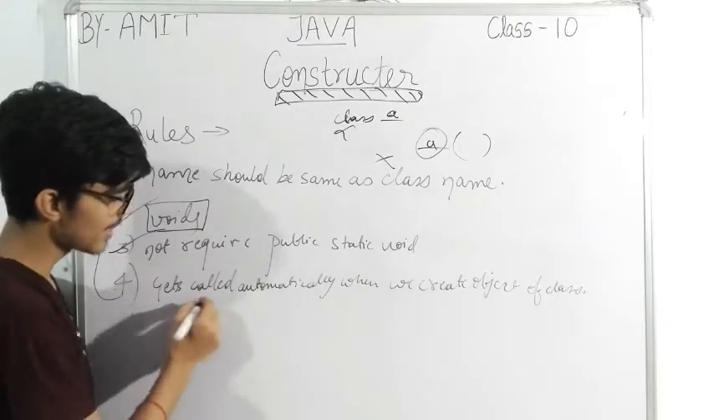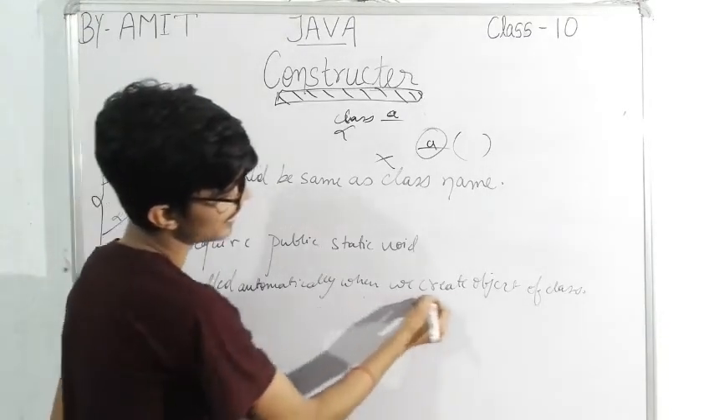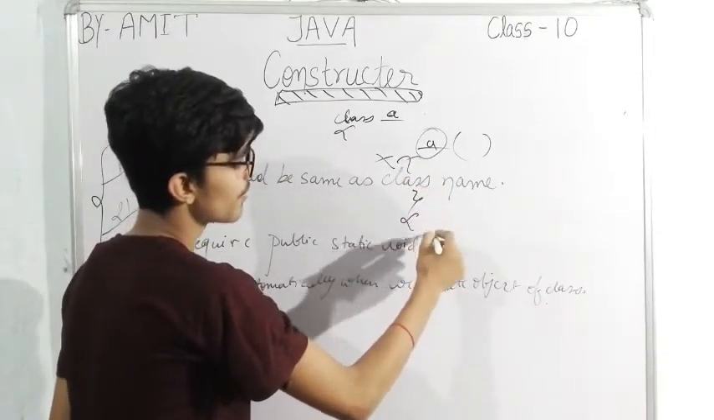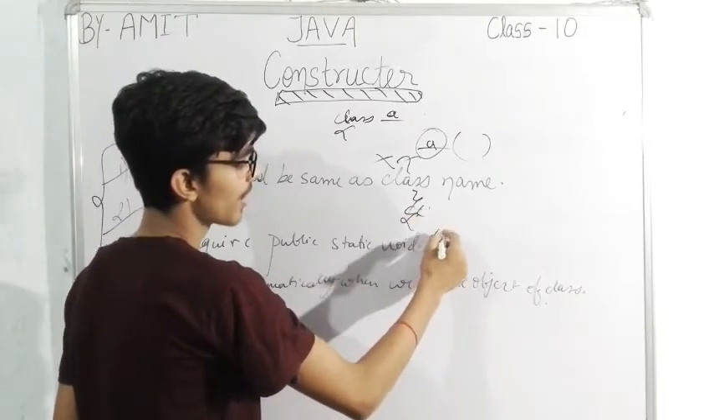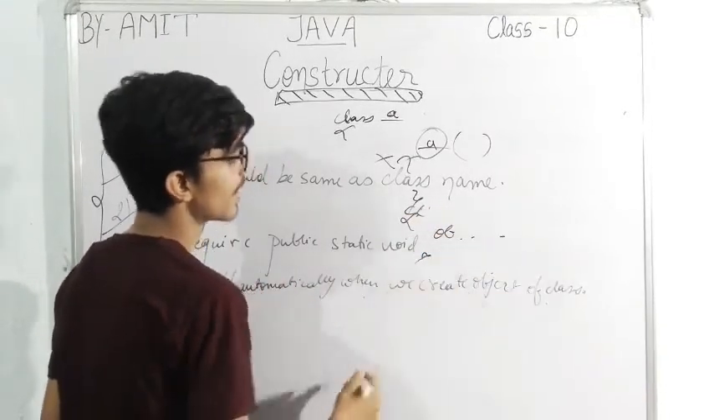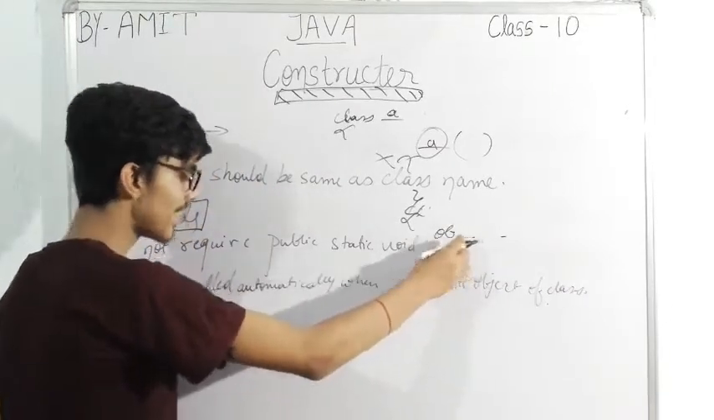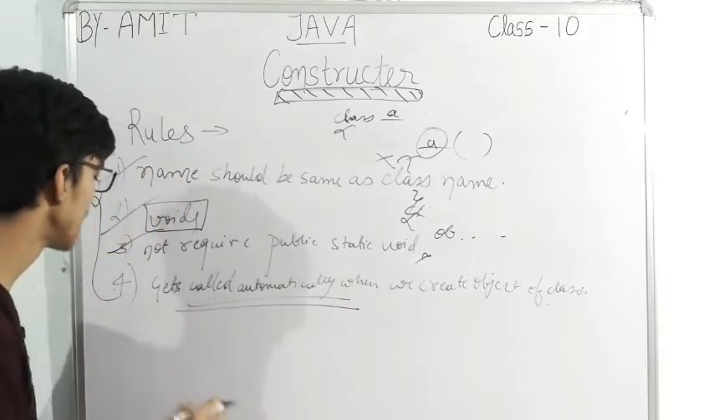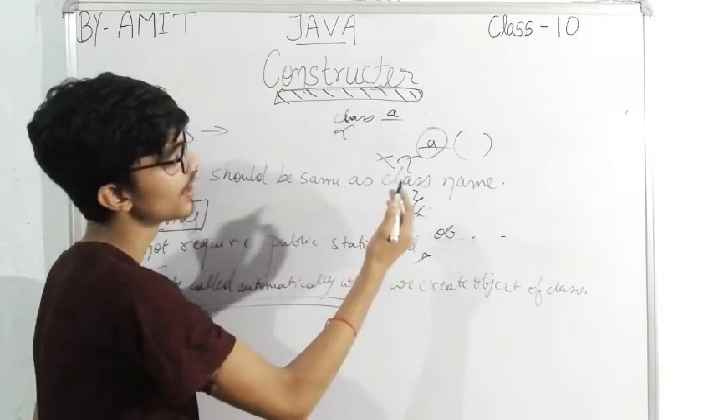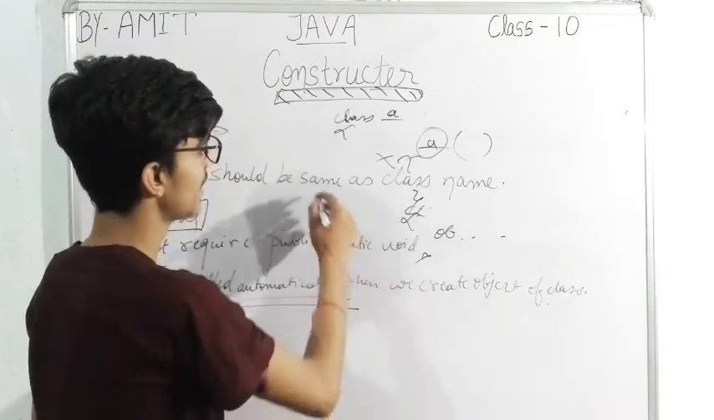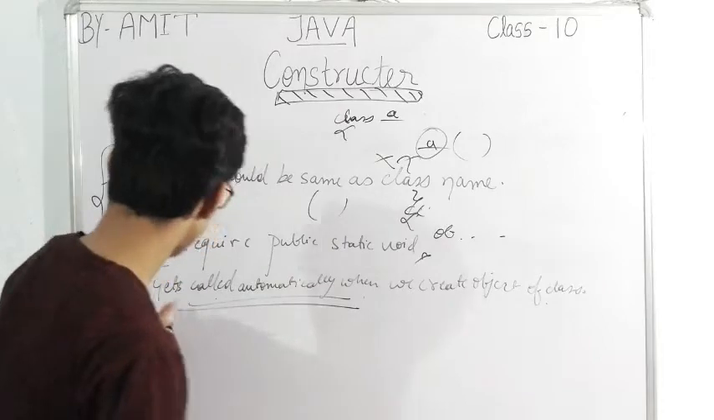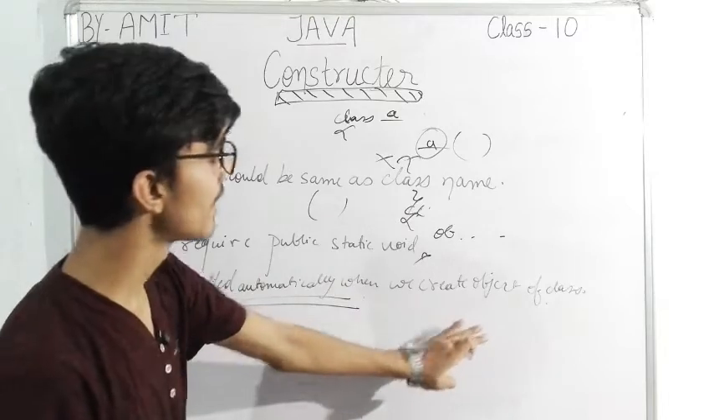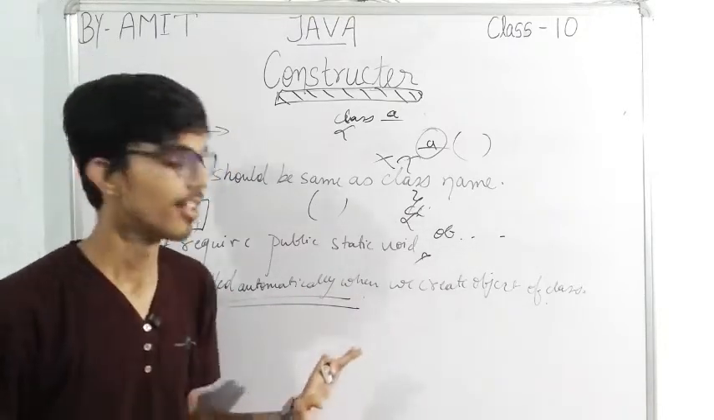And fourth, it gets called automatically when we create an object of the class. After this we have to create an object of the class, so that when it is created the constructor automatically gets called. We do not have to call it by writing it inside brackets. That explains that it gets called automatically when we create an object of the class.